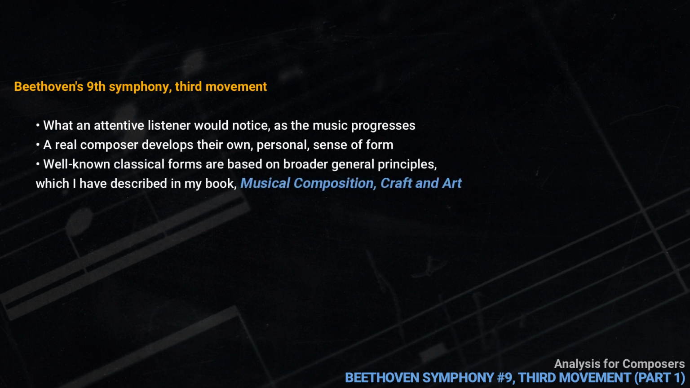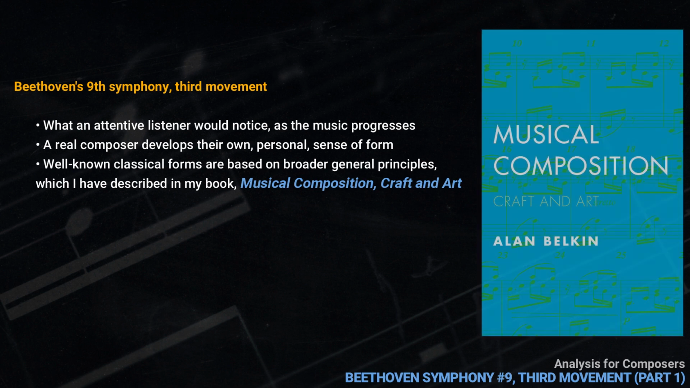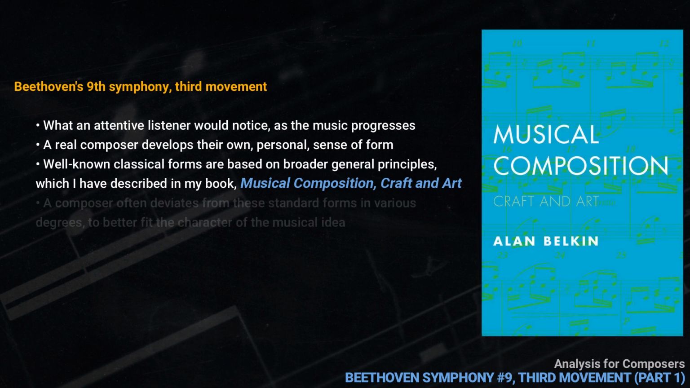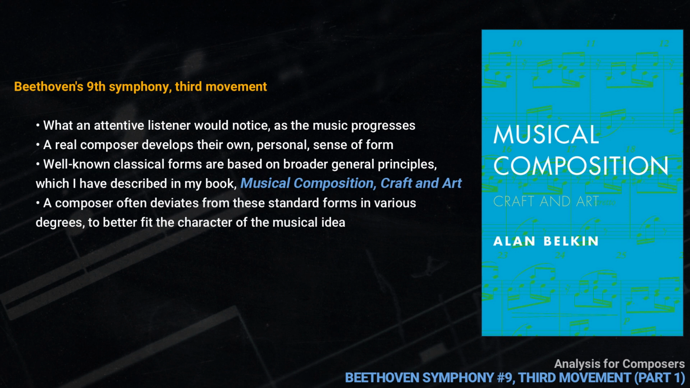The well-known classical forms are based on broader general principles, which I've described in my book, Musical Composition, Craft and Art. But the composer often deviates from these standard forms in various degrees to better fit the character of the musical ideas. To take an obvious example, a melancholy, thoughtful, slow movement would not fit very well into a square, totally symmetrical ternary form. The composer might use some aspects of the ternary form, but they would be modified to fit the musical character.